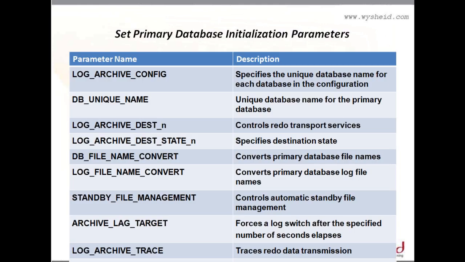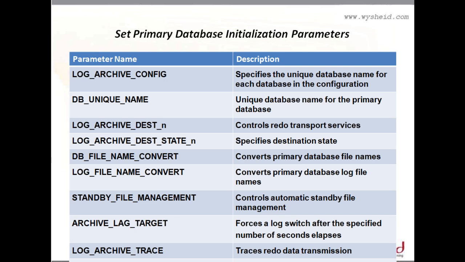These are the important parameters at the database level. We will be going through each of them in detail. They are log_archive_config, which decides which databases are involved in this Data Guard configuration. Second is DB_UNIQUE_NAME, a unique database name which identifies each database in the environment. You cannot have more than one database with the same DB unique name.